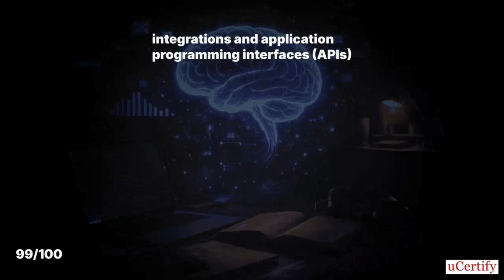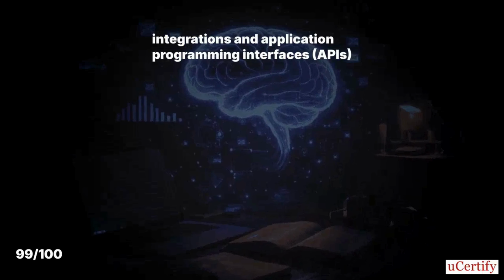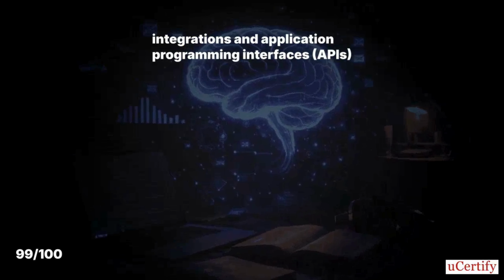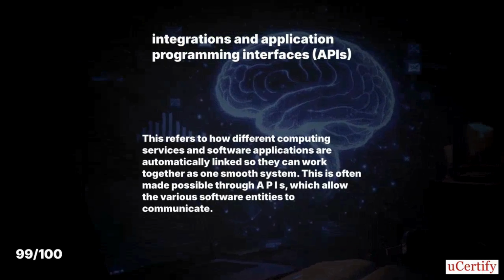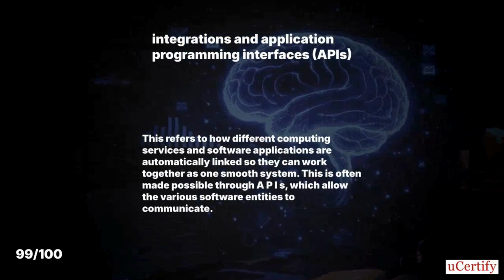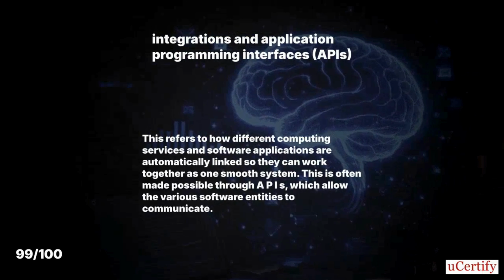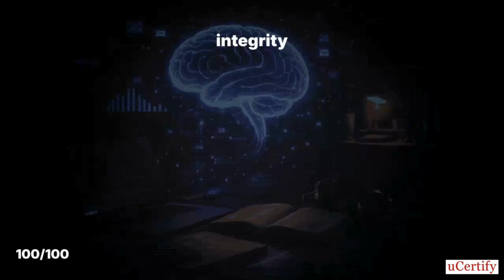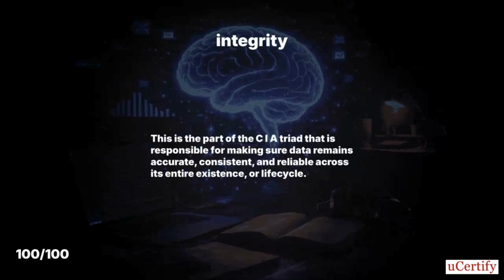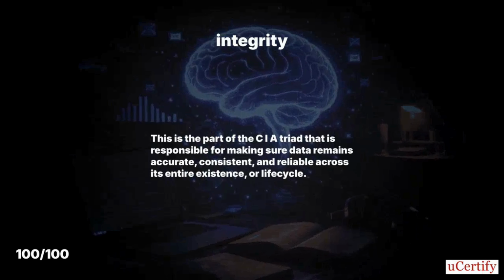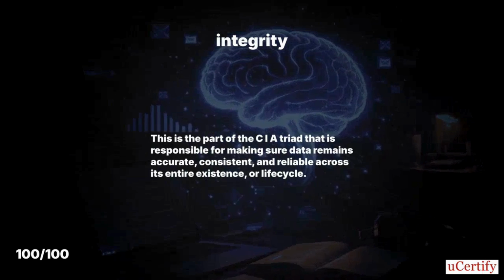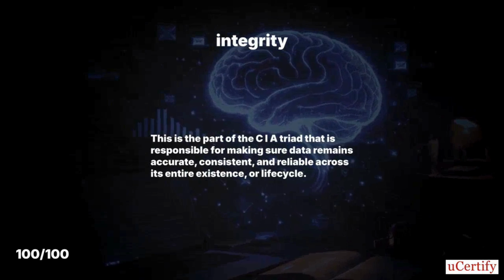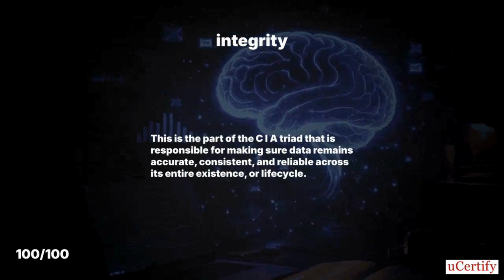Integrations and application programming interfaces, APIs. This refers to how different computing services and software applications are automatically linked so they can work together as one smooth system. This is often made possible through APIs, which allow the various software entities to communicate. Integrity. This is the part of the CIA triad that is responsible for making sure data remains accurate, consistent, and reliable across its entire existence or life cycle.